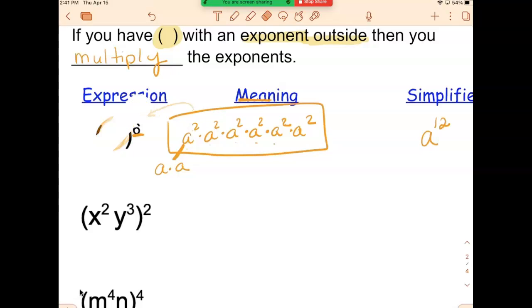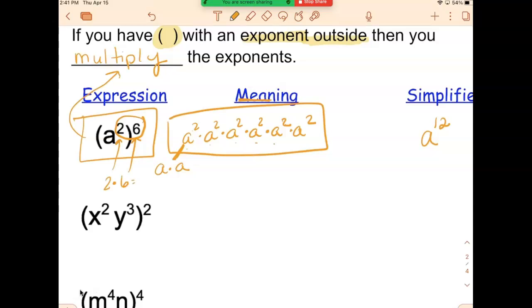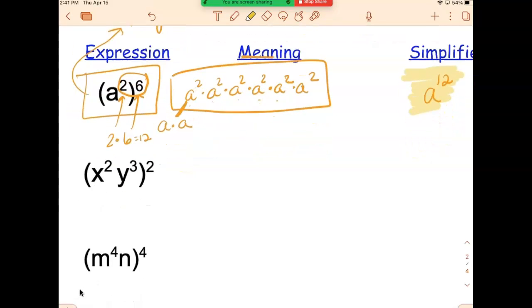Now, I want you to think about how did we come up with a to the 12th by looking at the main problem. We have 2 and a 6. How did we get 12 from 2 and 6? Oh, just like the directions say, we multiplied. So you were able to take the exponent inside the parentheses and the exponent outside the parentheses and multiply it. So 2 times 6 is 12. And that's what we got over here for our answer. Okay, let's try the next one.